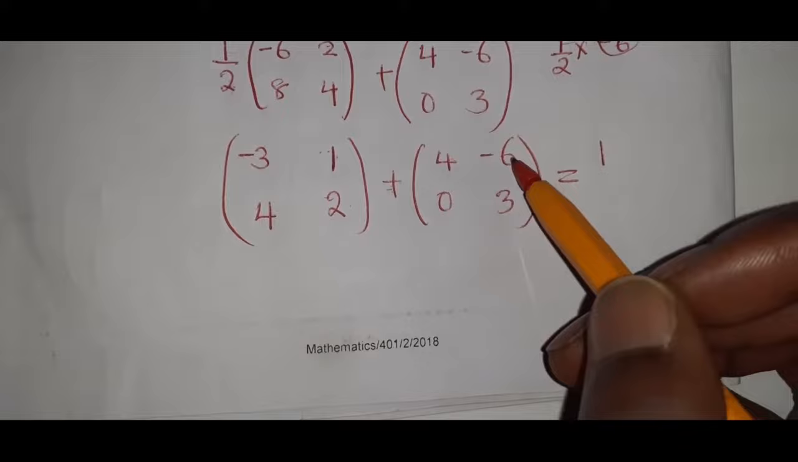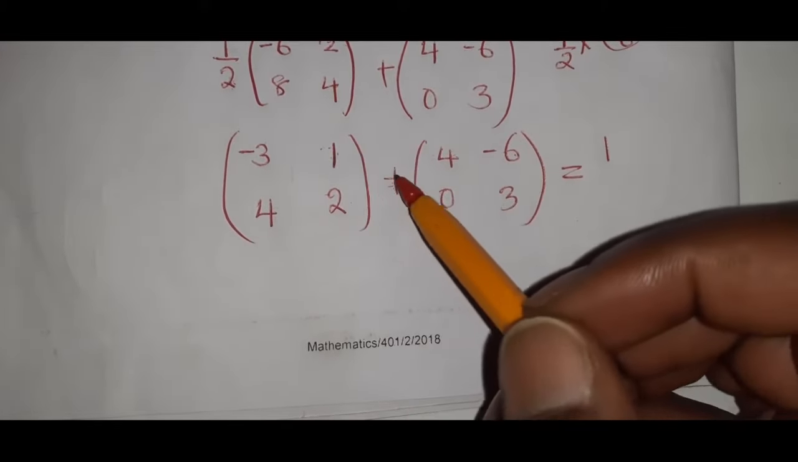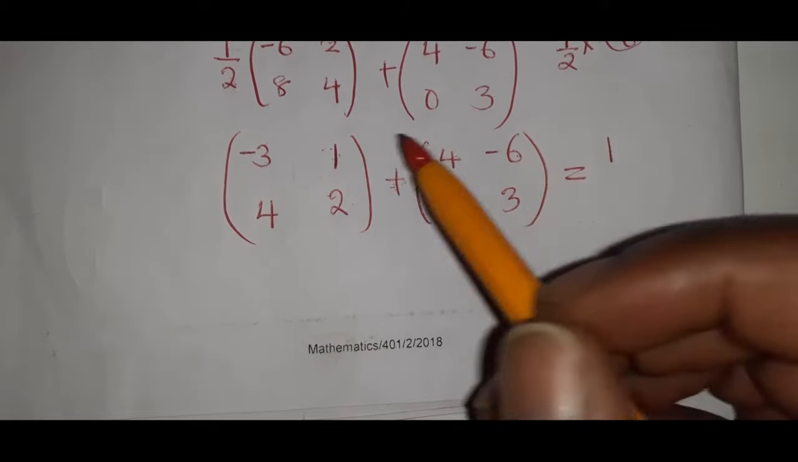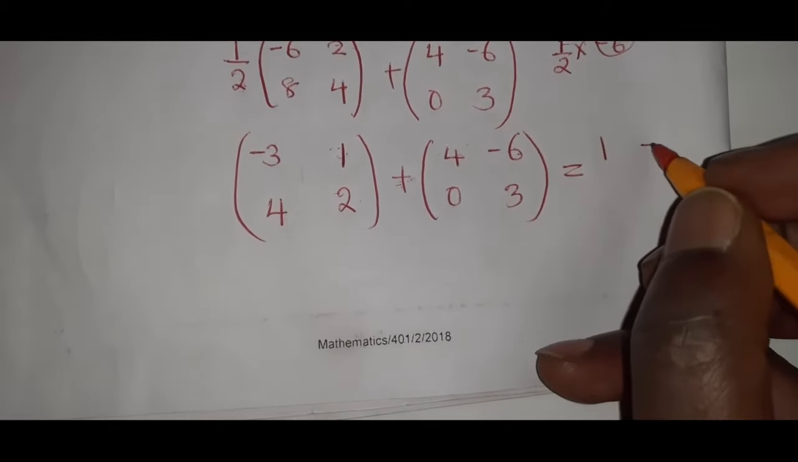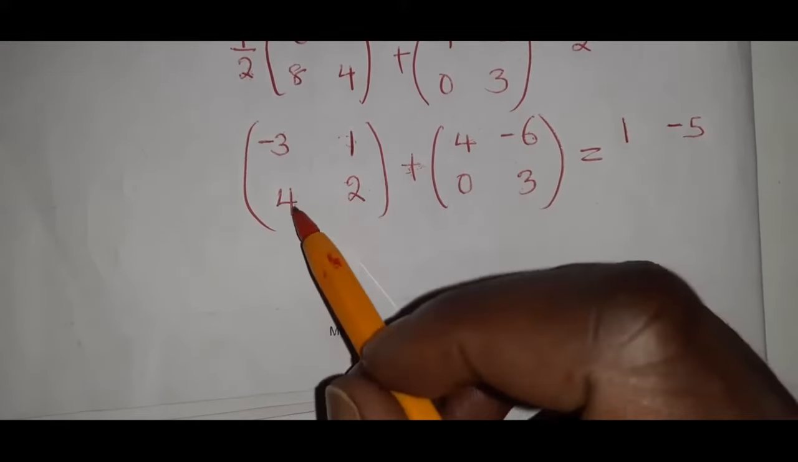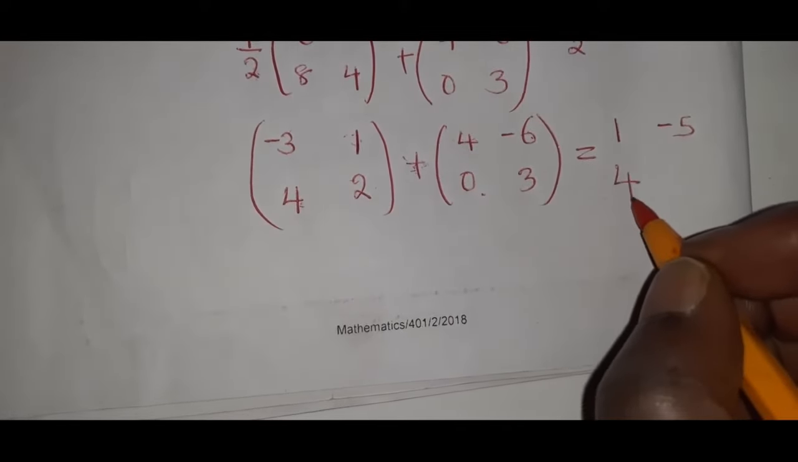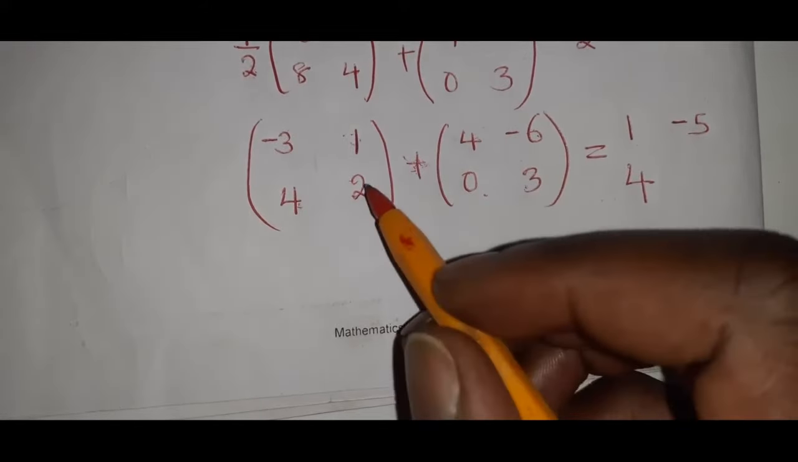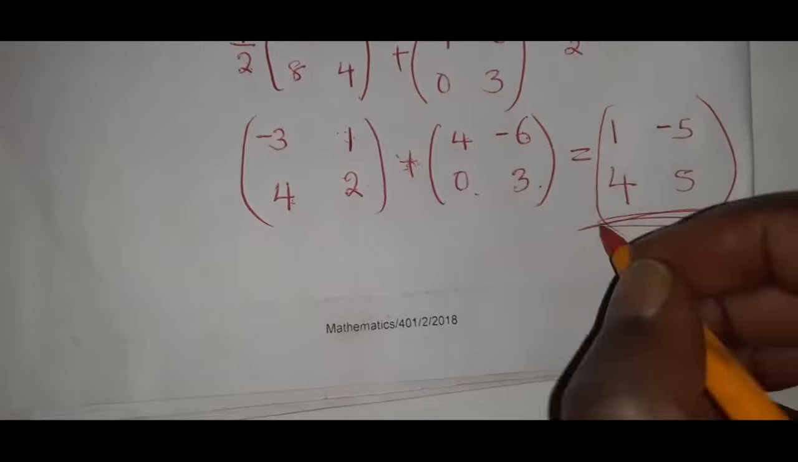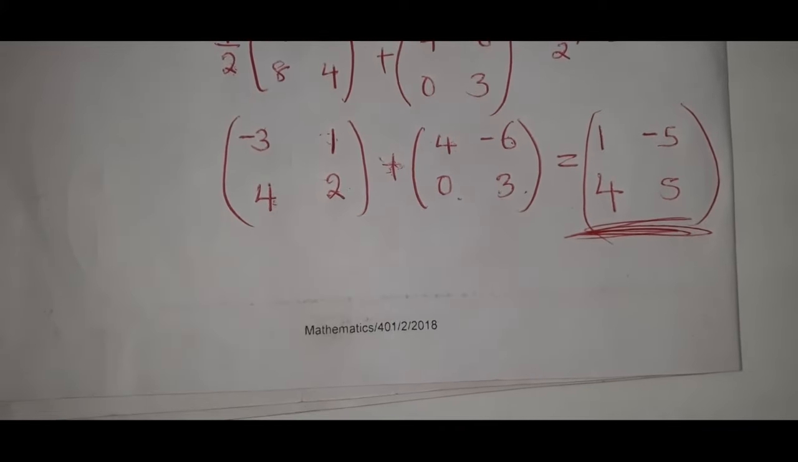1 plus -6. What do you get? You're getting -5. 4 plus 0 gets 4. 2 plus 3 gets 5. This is what's going to be our answer. Let's move on to the next one.